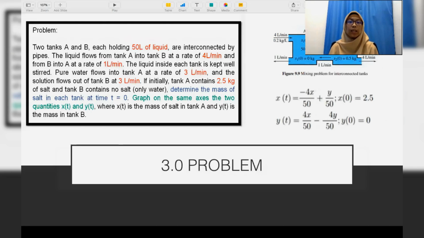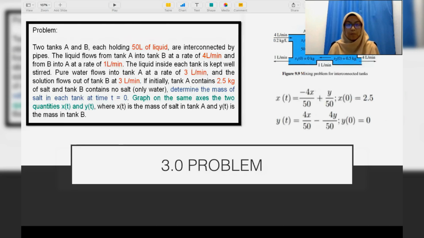If initially tank A contains 2.5 kg of salt and tank B contains no salt, only water, determine the mass of salt in each tank at time t, and graph on the same axis the 2 quantities x(t) and y(t), where x(t) is the mass of salt in tank A and y(t) is the mass in tank B. So, in order to solve this problem, we need to recognize the equations that need to be solved.